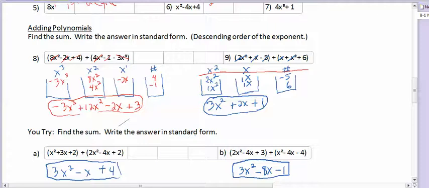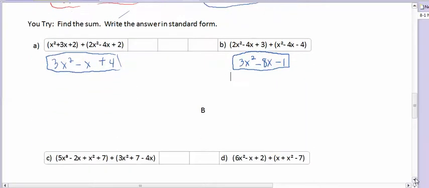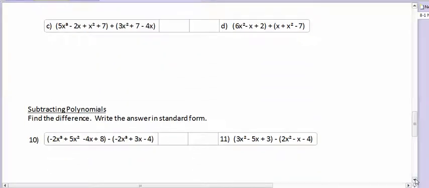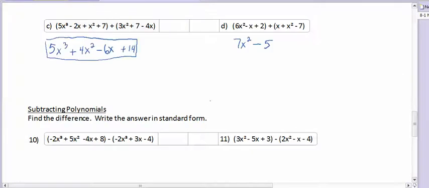Okay, now you're going to go to page C. So that was finishing up page B, so page C. And we're going to continue trying some on your own. So again, I want you to stop the lesson here, try it on your own, and I'm just going to go ahead and write the answers once again, and you can check your work. Okay, so the answer to letter C you should have got was 5x to the third plus 4x to the second minus 6x plus 14. And then letter D was 7x to the second minus 5.